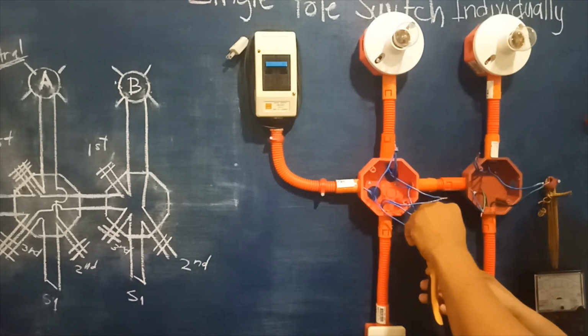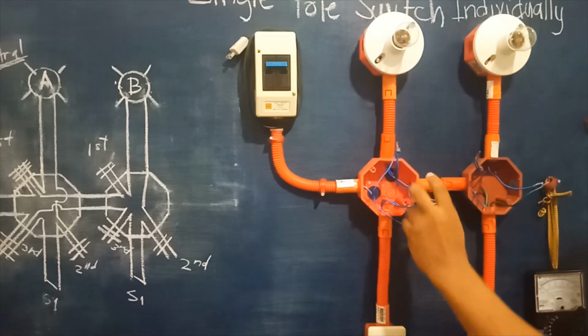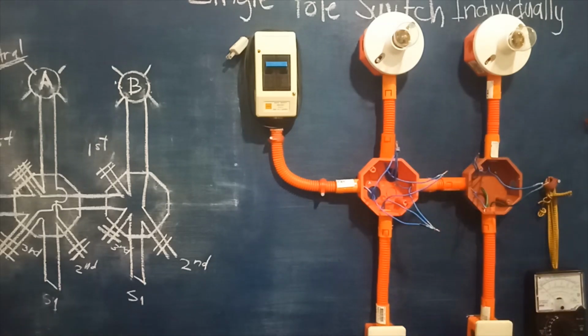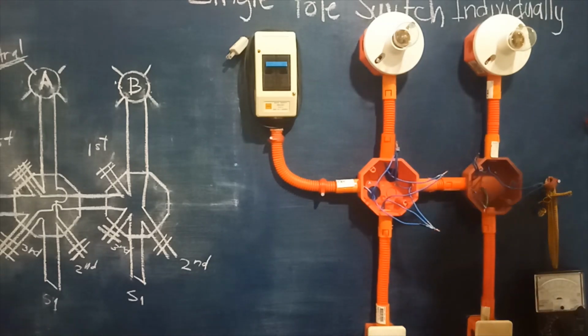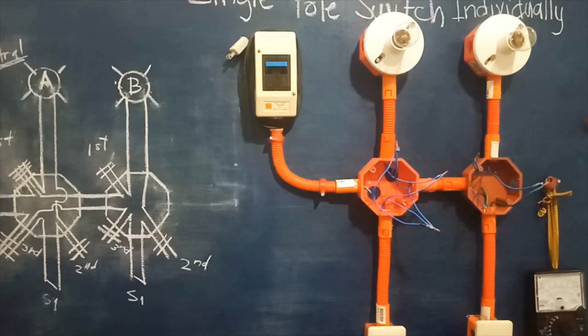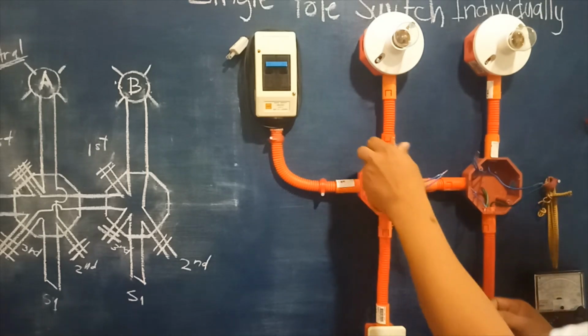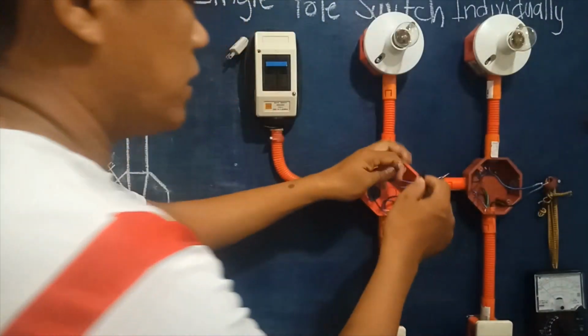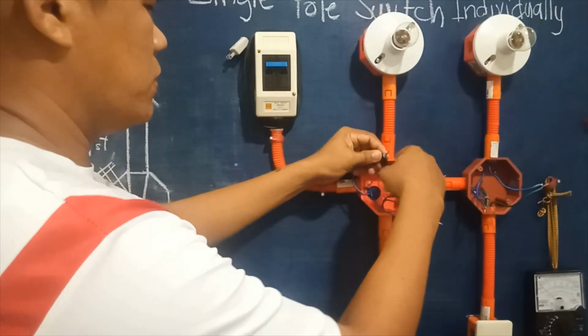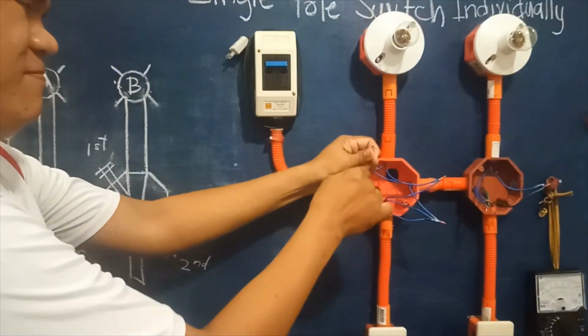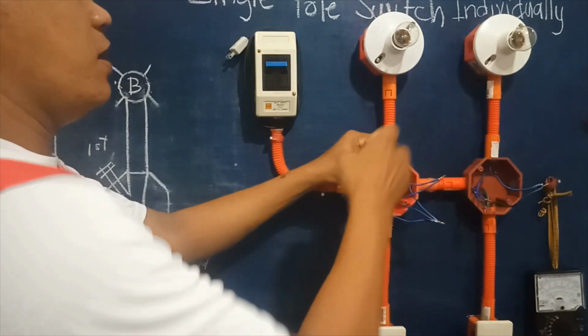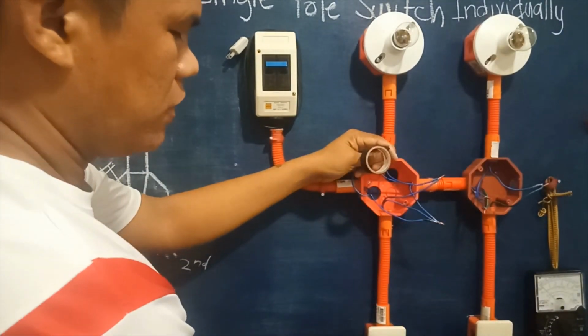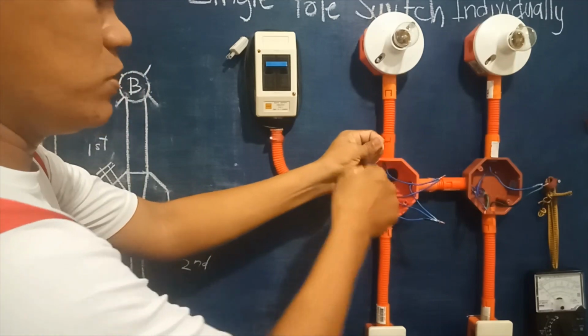Then we will do the insulation. Okay, we will insulate each of our wiring connections here. So let's do this, guys. So in this case, bulb A to be controlled only here in the first side, in the first location of the switch.